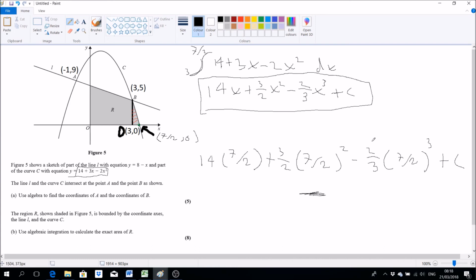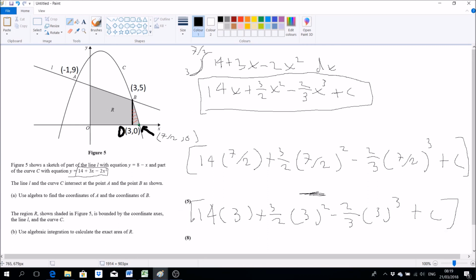minus, so we minus, just bracket this up, minus 14 multiplied by 3 plus 3 over 2 multiplied by 3 squared minus 2 over 3 multiplied by 3 cubed plus c. This should give you 31 over 24, which is the area of the red shaded region.